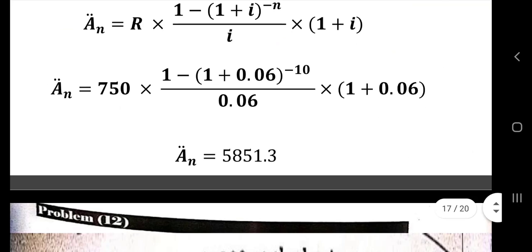Problem 11. An annuity due of $750 each 6 months for 5 years, in a bank that pays 12% converted semi-annually, find the present value. By substituting for R equals 750, T equal 5, and J equal 12%, M equal 2, I will be equal 12 over 2, which is equal 6%, N will be equal 2 times 5, which is equal 10. A double dot sub N will be equal 5,851.